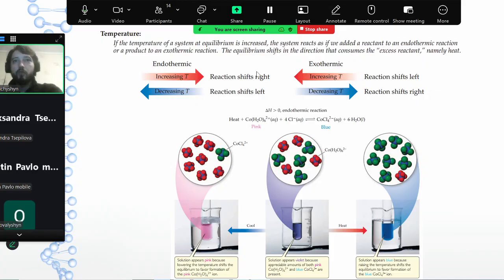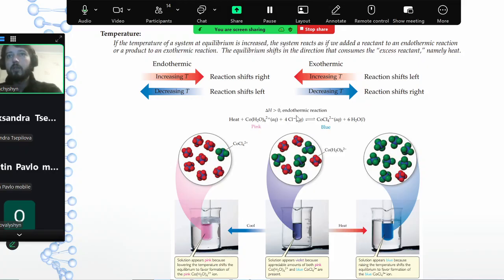Increasing temperature, the reaction shifts to the right. Decreasing temperature, the reaction shifts to the left. Well, pretty reasonable. An endothermic reaction gets some energy from the surroundings. We have added more energy, so this energy can now be used to create more products. Exothermic, basically the same logic in the reverse direction.